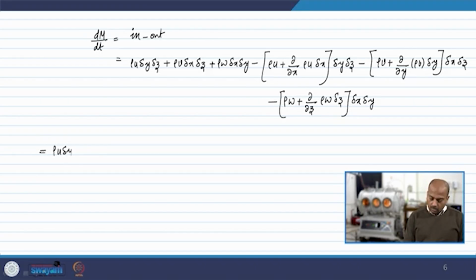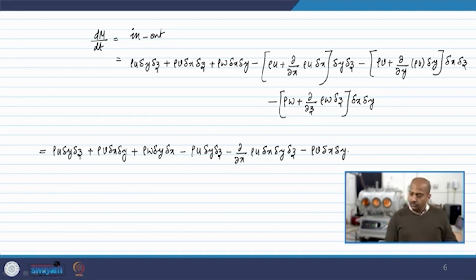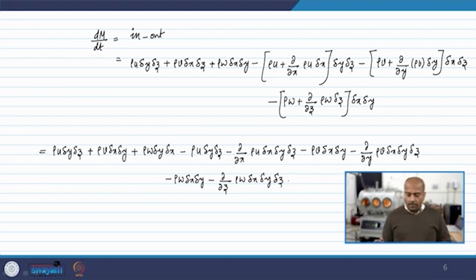Or, rho u delta y delta z plus rho v delta x delta y, minus rho u... I am just expanding all the terms so that the algebra can easily be understood, minus dou by dou y of rho v delta x delta y delta z, minus rho w delta x delta y, minus... right. This is what we have, all the terms.